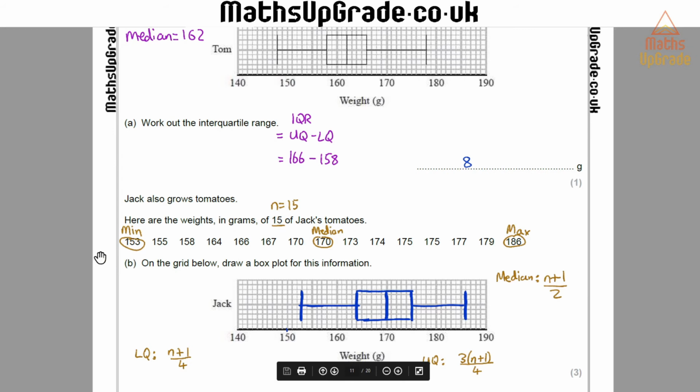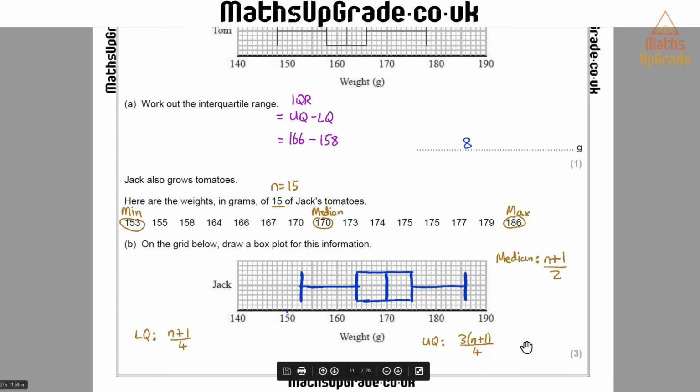The median is just given by the middle value. There's 2 ways of finding this. You can either cross off the lowest and cross off the greatest and keep working your way in towards the middle, or a much quicker way is to recognise there's 15 tomatoes here. If I add 1 and divide by 2, that gives me the position of the median tomato weight. So 15 add 1 is 16 divided by 2, so the median is given by the 8th value. So that is 1, 2, 3, 4, 5, 6, 7, 8. Or from this side, 1, 2, 3, 4, 5, 6, 7, 8. So the median is definitely 170. The minimum is 153. The maximum is 186.